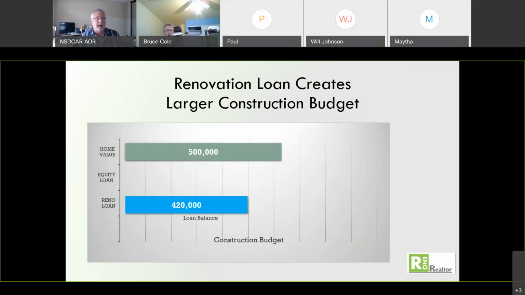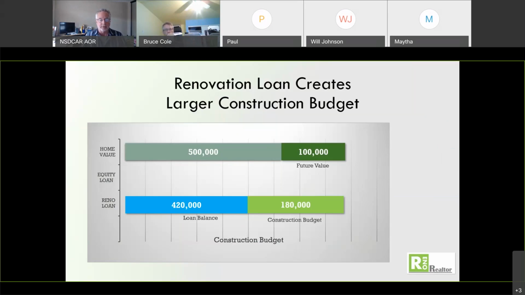So I already talked about this a little bit, but just to re-illustrate, we're going to put a construction budget here. The appraiser is going to base these improvements off of the future value of the property. So the appraiser is going to come back with an appraisal of $600,000 based off of these types of improvements. What this does is give you a larger construction budget to work with.